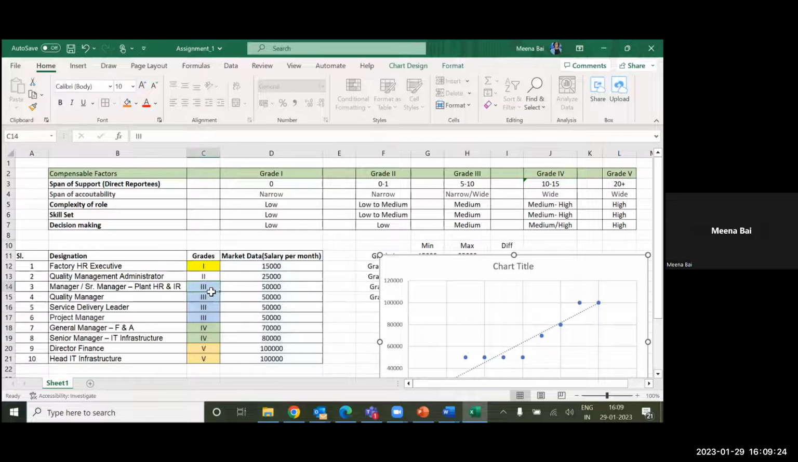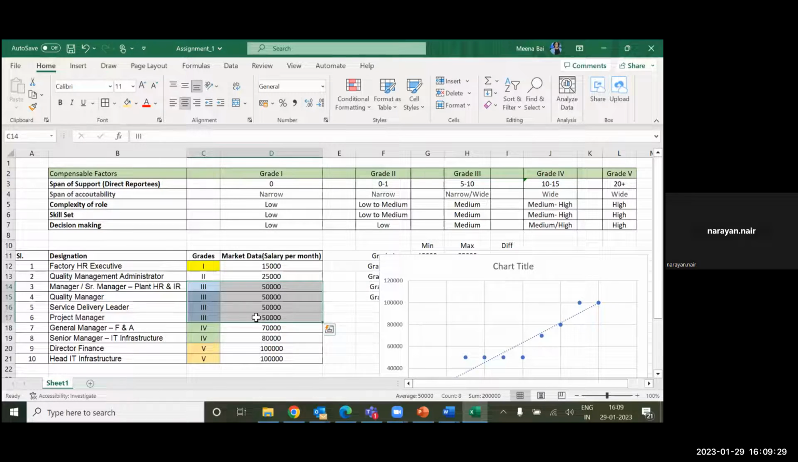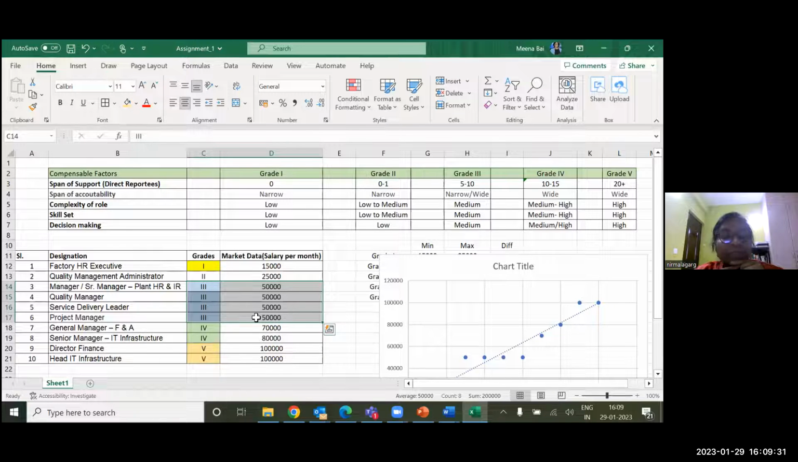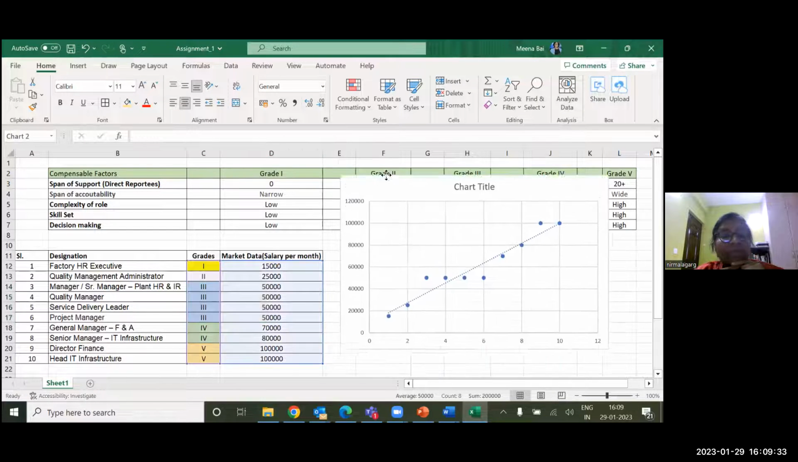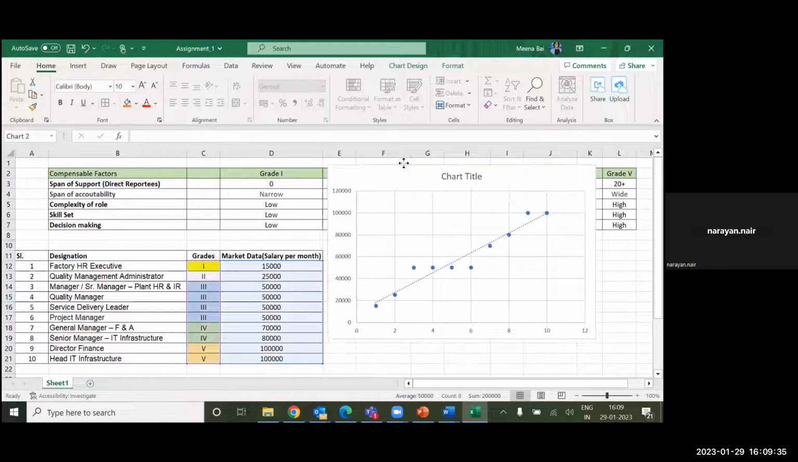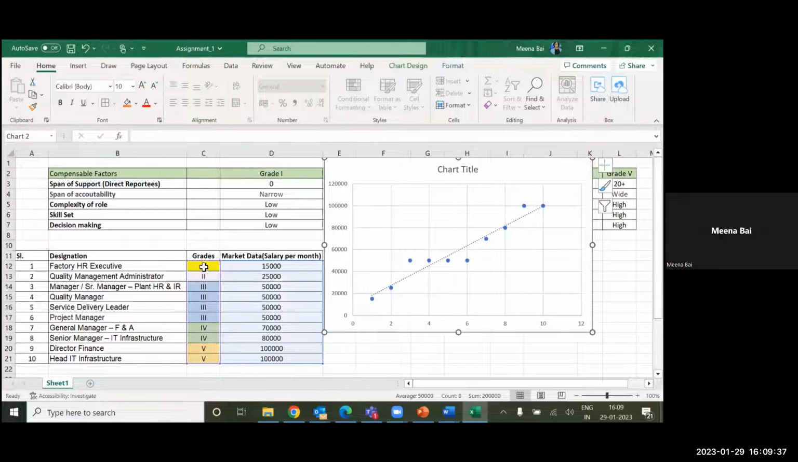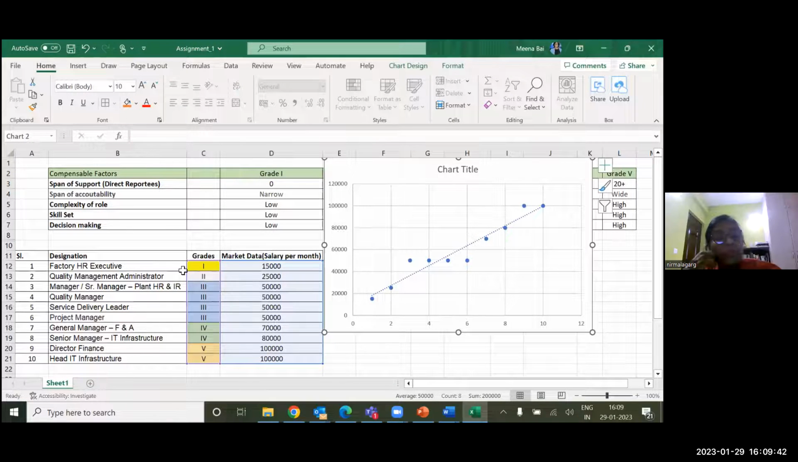I don't think it's the axis which is showing as 0, 1, 2, 3. Those are not the grades. Those are the serial numbers in the graph. We have not picked the grades, but the graph is actually picking the serial numbers. Because you have Roman numerals, right? Can we do it again? Yes.